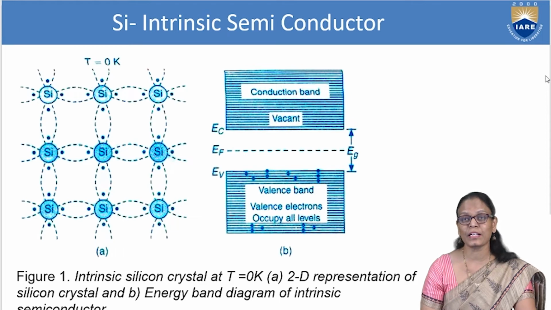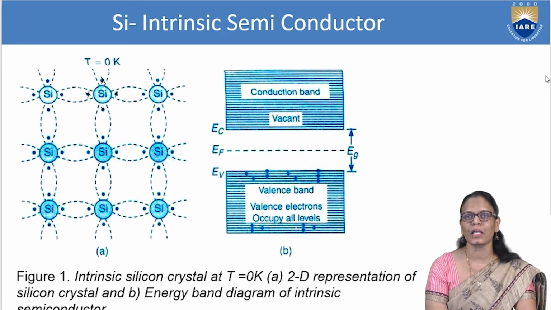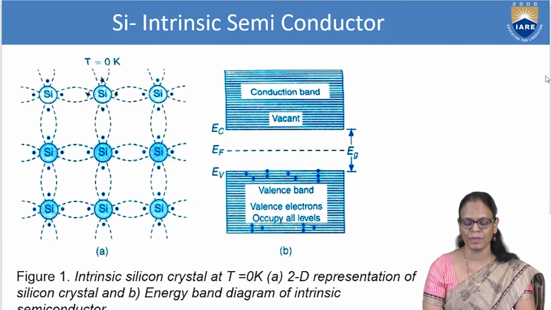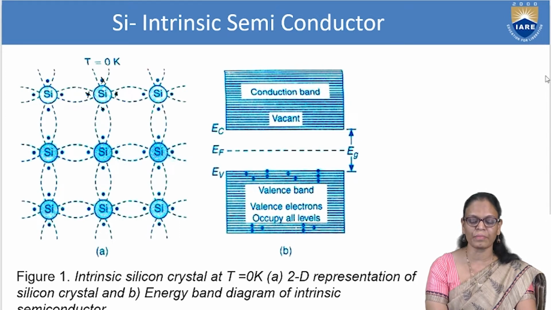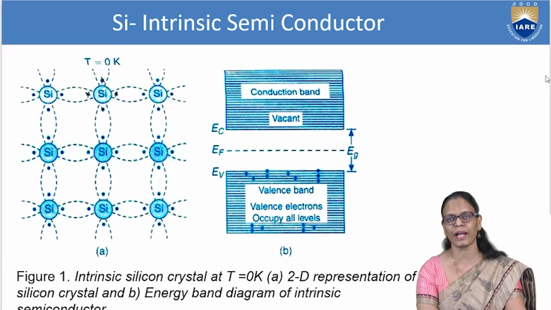If you see the diagrammatical representation of what we have discussed, silicon has 4 valence electrons. So each silicon atom has 4 valence electrons, and these electrons are shared with the neighboring atoms. So these are the neighboring atoms. This silicon is sharing 1 electron with the second, third and fourth neighboring atoms. In the same way, all the other silicon atoms are also sharing electrons with their neighboring atoms.